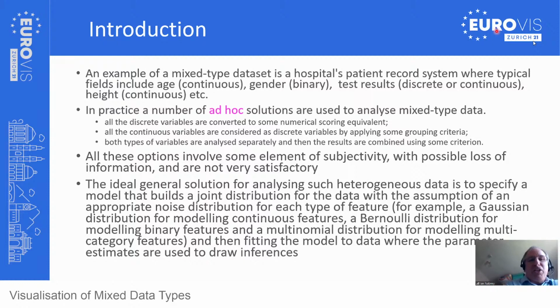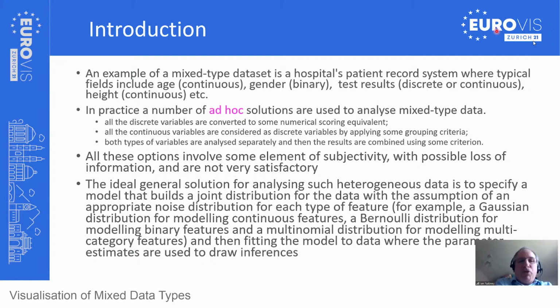Or we might consider continuous variables as discrete variables by applying some grouping criterion to them. So these 2 methods are both about trying to convert all the data to be of one type and then applying some method that's suitable either for continuous or discrete variables to that data. And in both cases, it has unwanted side effects. So in the first case, we're introducing additional semantics, additional ordering on the variables, and in the second case, we're removing fine levels of detail from the continuous variables.